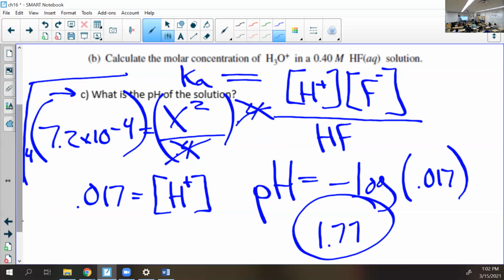So instead, we don't need to solve for H plus given pH. We're solving for pH given H plus. So we push the negative sign on your calculator, then the log button and 0.017. You type it in and hit enter. It's 0.4.